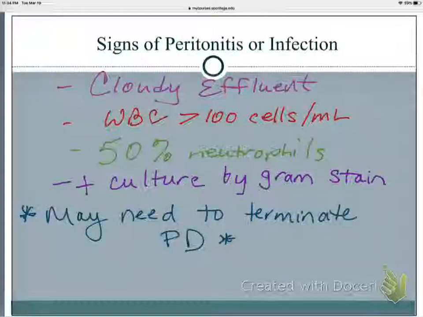I think we'll stop here and take a break, and then we'll talk about hemodialysis. Y'all feel like you want 10 minutes? Okay.